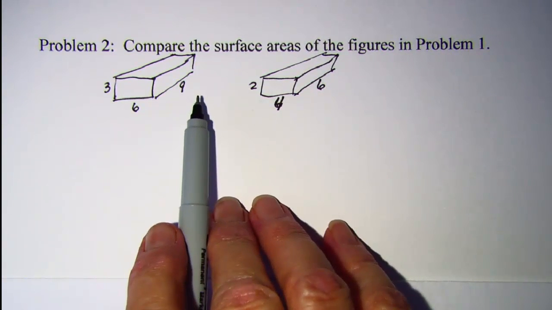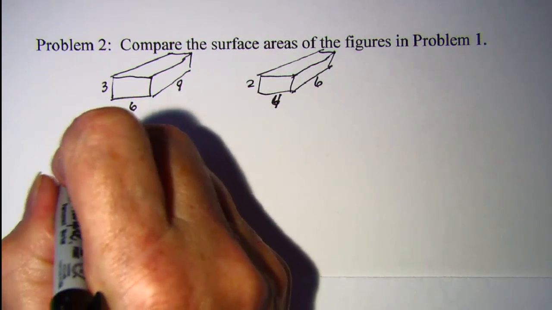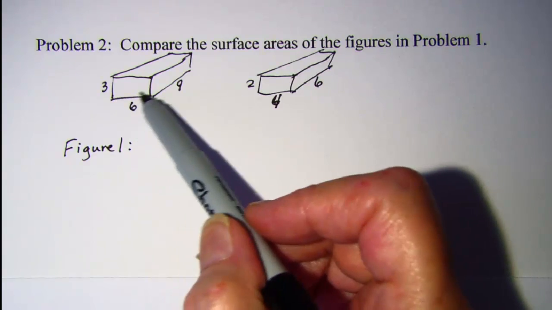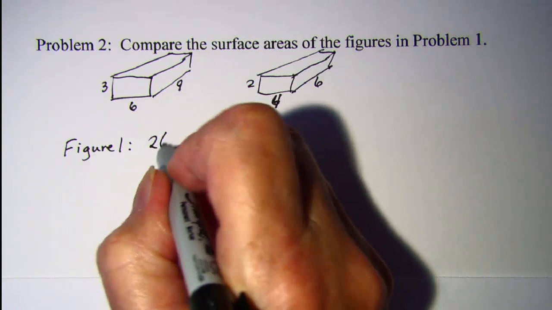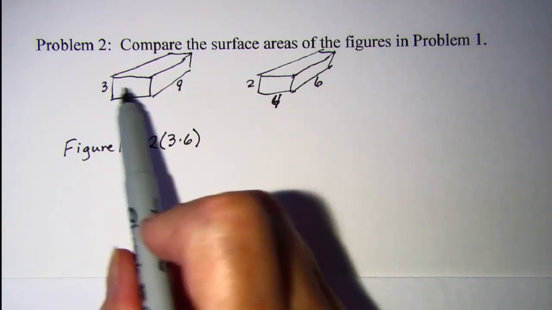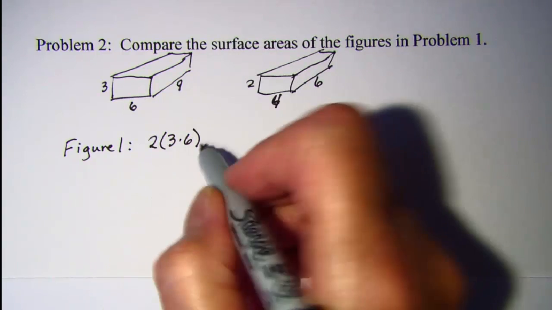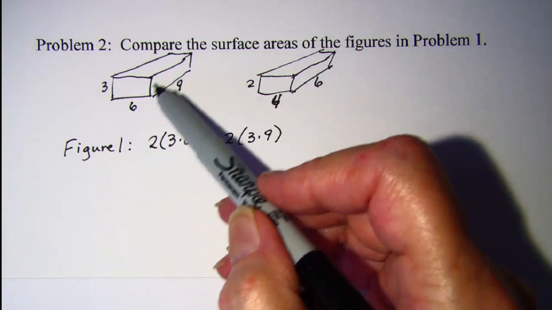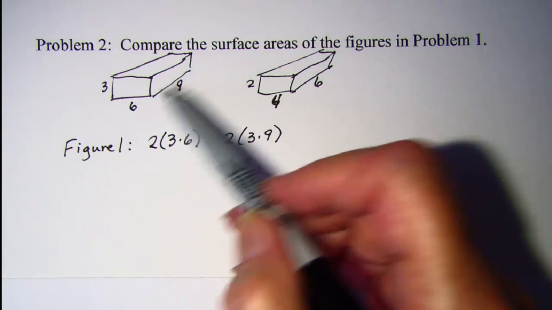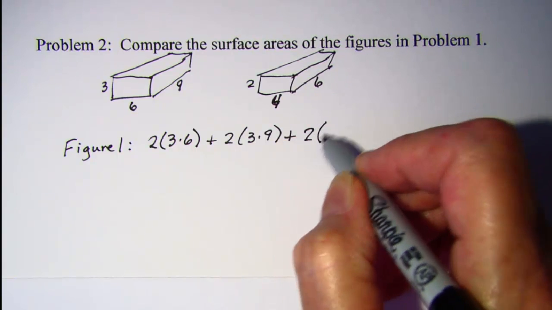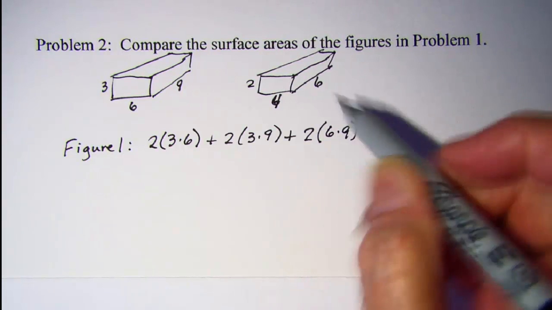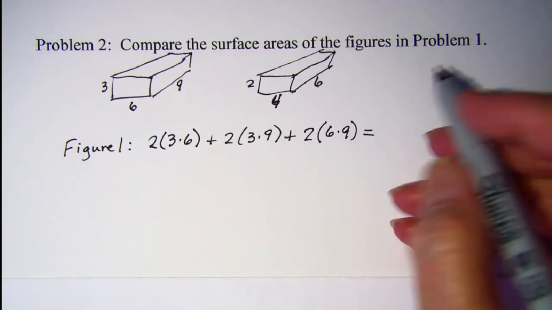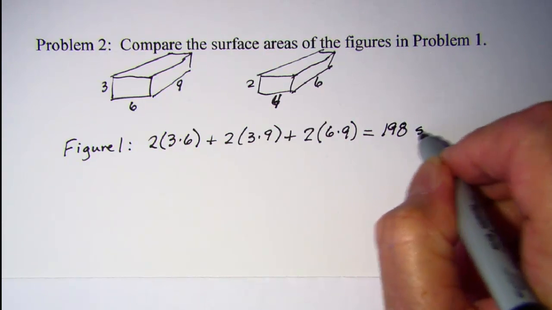So for our surface areas, figure 1, if we do the front and back, we have 2 times 3 by 6, because length times width, and we have 2 of those, plus 2 times 3 times 9. That's this right and left surface, 3 by 9, plus 2 times 6 by 9. That's the top and bottom, 6 by 9. So we get a surface area for figure 1 of 198 square units.